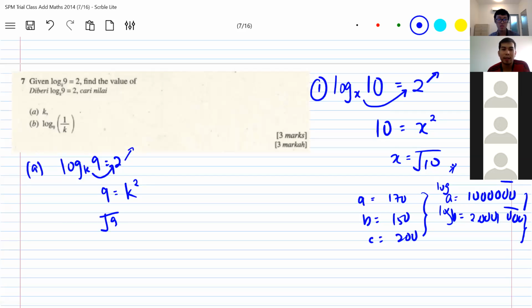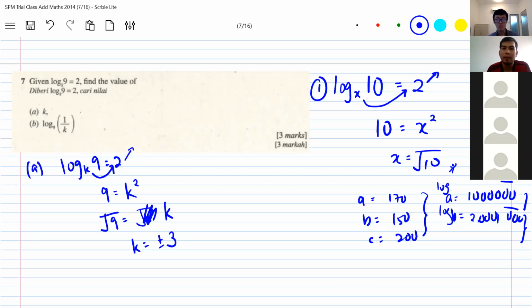So the square root of 9 is equal to the square root of k squared. The square root of 9 is 3. But bear in mind here that the square root of 9 can be either plus or minus 3.